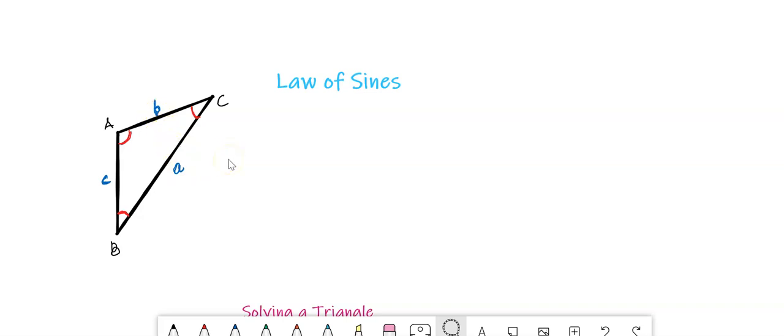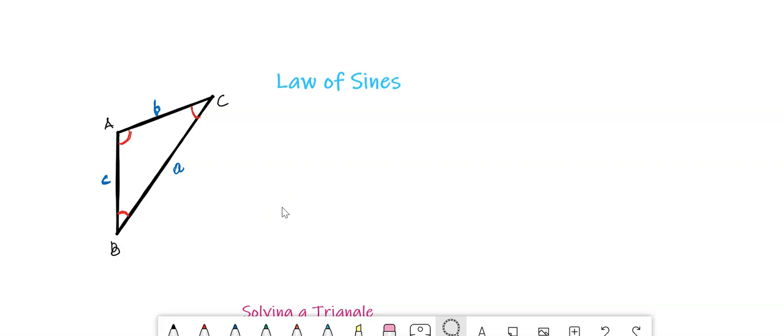Now, the law of sines states that the ratio of the sine of an angle of a triangle to the length of its opposite side is always equal. So here, angle A, and the opposite side to it is BC, which is equal to a. That ratio is the same as the ratio of angle B to its opposite side AC, and angle C to its opposite side AB. So before we make any conclusion, let's write all of this.